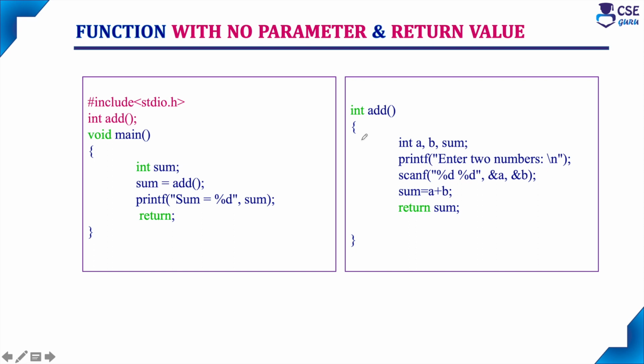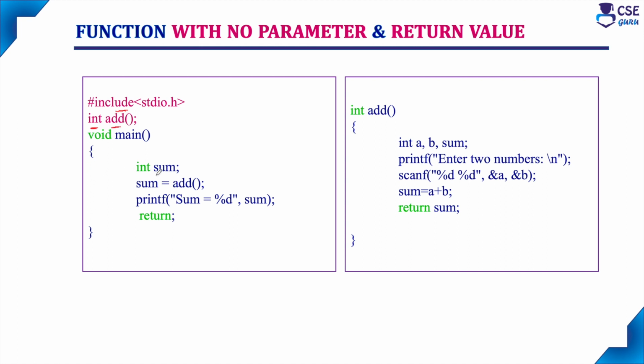This is an example to add two numbers. Here this is the header file and this is the function declaration, and the return type of the function is integer, since the function returns an integer data value from the called function to the calling function. And add is the function name. Since the function does not pass any parameter, we have specified an empty parameter list.